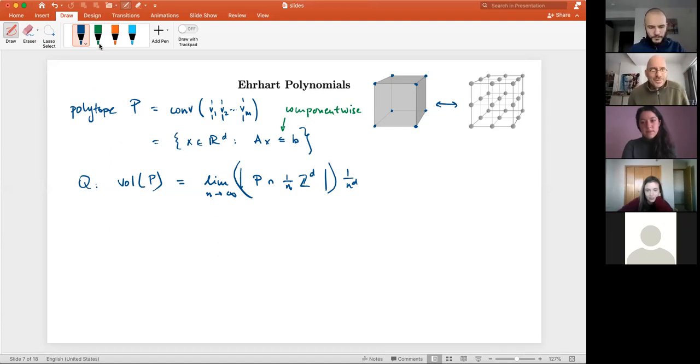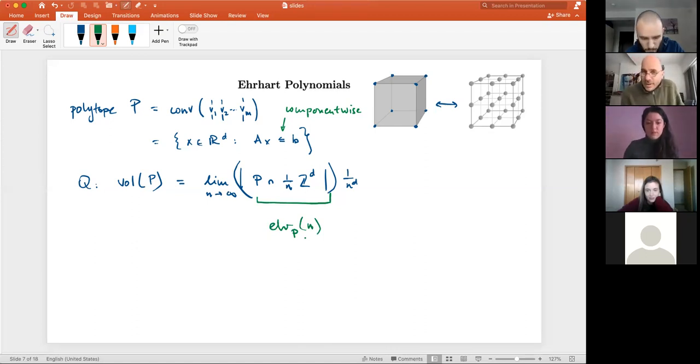Now, I'm a combinatorialist, so I forget about this limit over here and just say here's a counting function. I call this the Ehrhart counting function. Think of n now as just a parameter. And so this becomes a counting problem. If I can somehow solve this counting problem, then I can take a limit and answer this volume problem.